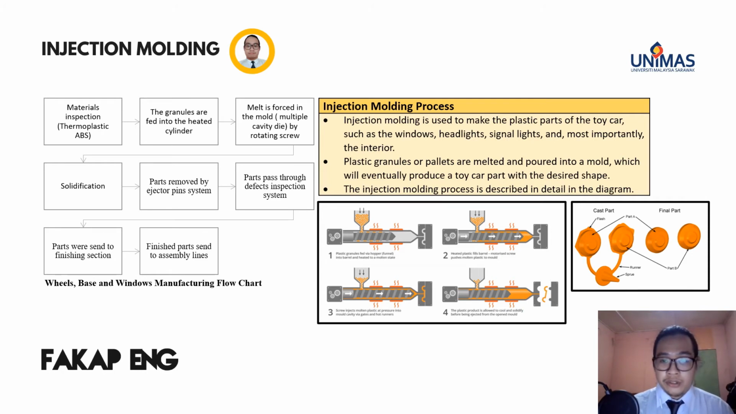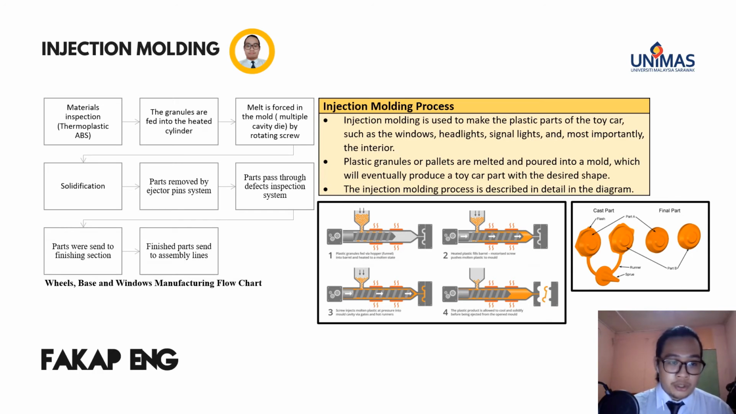Injection molding is used to make the plastic parts of the toy car, such as the windows, headlights, signal lights, and most importantly, the interior of the toy car. Plastic granules or pellets are melted and poured into a mold, which will eventually produce a toy car part with the desired shape. The injection molding process is described in detail in the diagram and the flowchart.